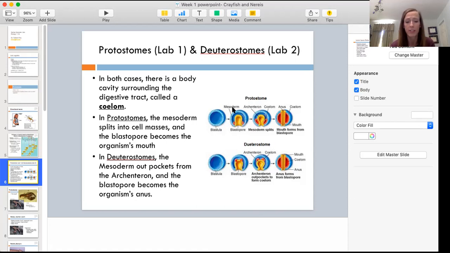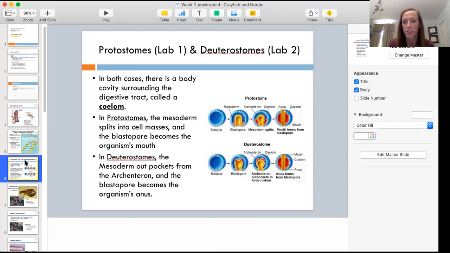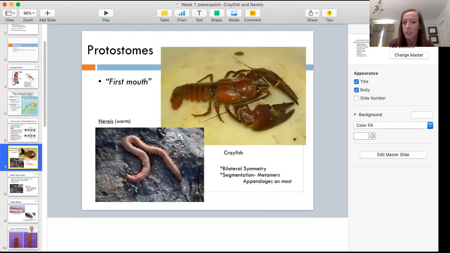Like I said, the other big difference between protostomes and deuterostomes is that the blastopore, that first indent into the blastula, will become the mouth for protostomes, and the blastopore will become the anus for deuterostomes. So that's another developmental difference. Today we're just looking at protostomes, but you should be aware of the differences. So today we're looking at those organisms where the blastopore forms into the mouth. Again, proto is first, stoma means mouth, first mouth.